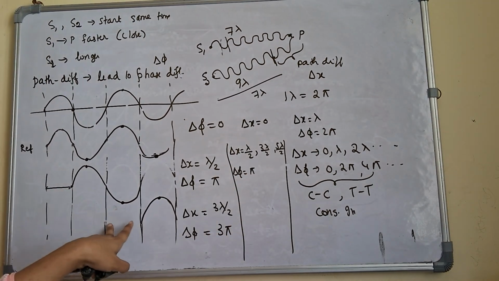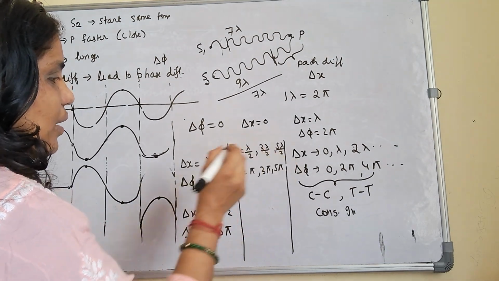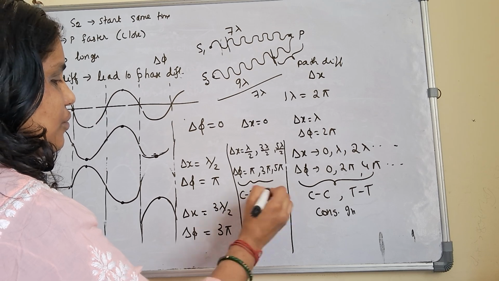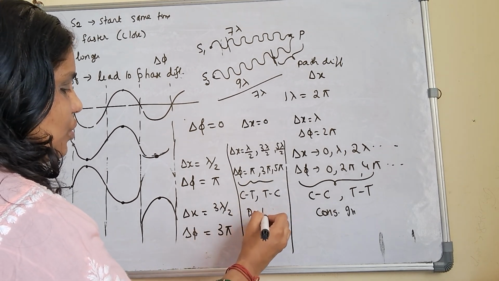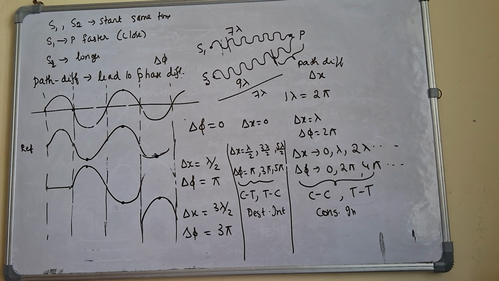This is 2 pi plus pi. It is 3 pi. So next one will be 5 pi. Okay. So whenever this happens, crest will be on trough, trough will be on crest, and you know this to be destructive interference. I have not yet defined what is destructive interference. I hope this is clear.